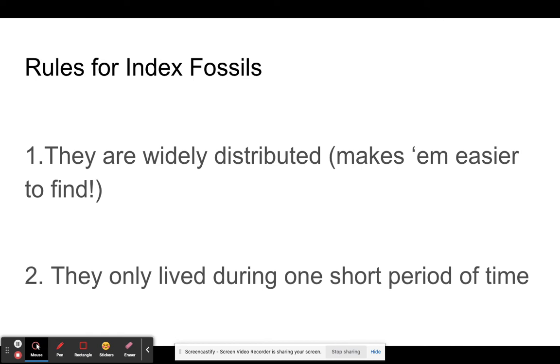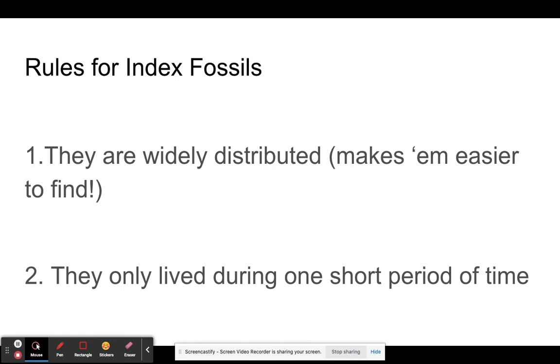Number 1, they've got to be widely distributed, because let's say that there's a specific fossil that's only found around Utah Lake. Would that fossil be any use for identifying the age of rocks down in St. George or in Kansas? No, because that fossil is only found around Utah Lake, so it could only help identify the rocks around Utah Lake. A good index fossil is widely distributed. So, for example, a fossil that is found everywhere in the western United States would make a better index fossil than one that was just found around Utah Lake.